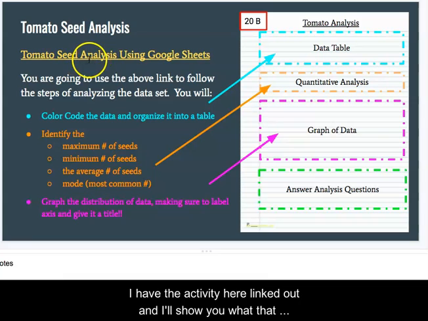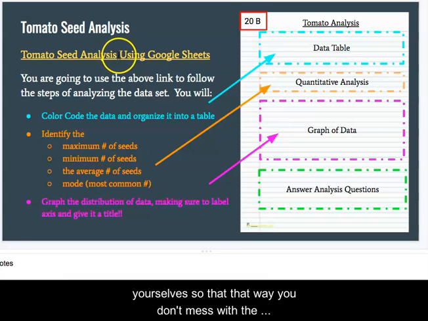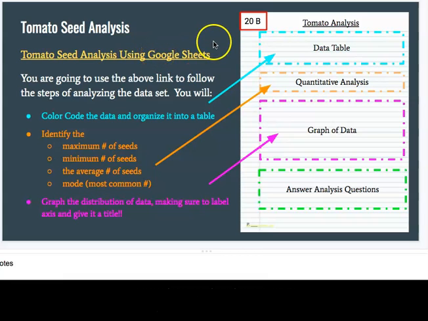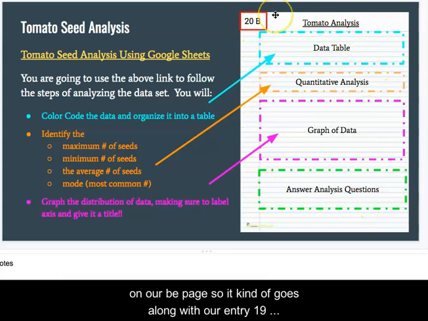I have the activity here linked out and I'll show you what that looks like. I'm going to have you make a copy of it for yourselves so that you don't mess with the original sheet. And what we're going to do is actually capture all of this data on our B page. So it goes along with our entry 19 that we were working on. But we're going to have some notes on Thursday reserved for our A page. So we're going to actually work on our B page today.